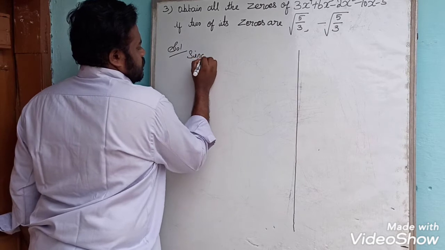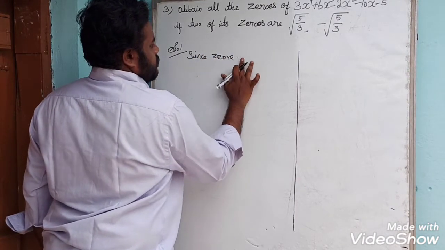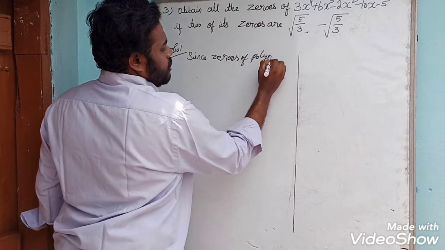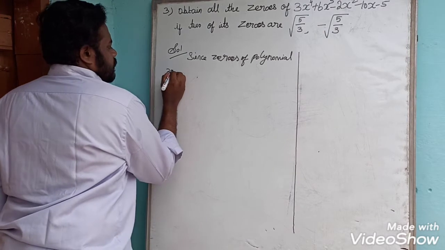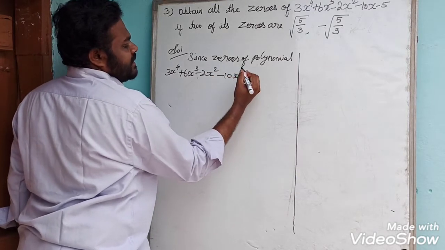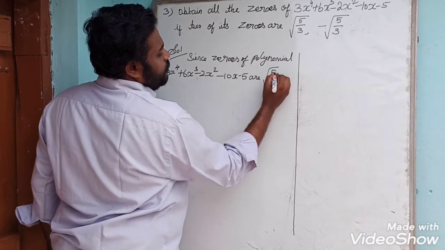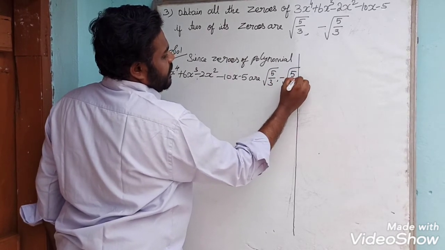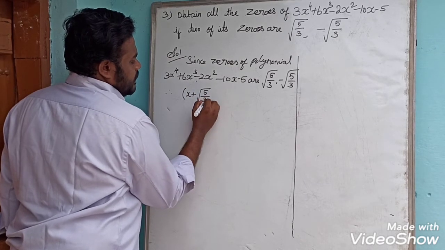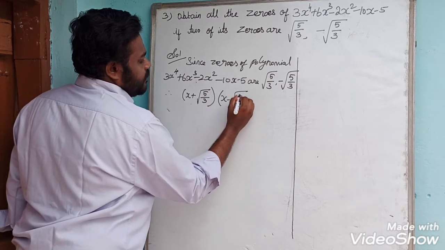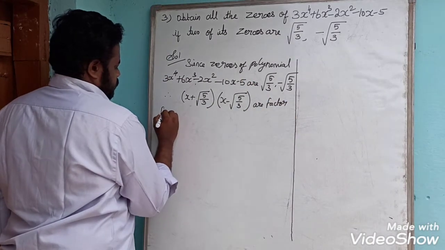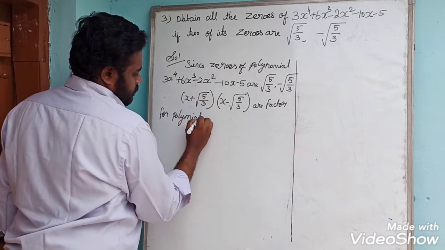Since zeros of polynomial 3x power 4 plus 6x cube minus 2x square minus 10x minus 5 are root 5 by 3 comma minus root 5 by 3, therefore x plus root 5 by 3, x minus root 5 by 3 are factors of polynomial p of x.